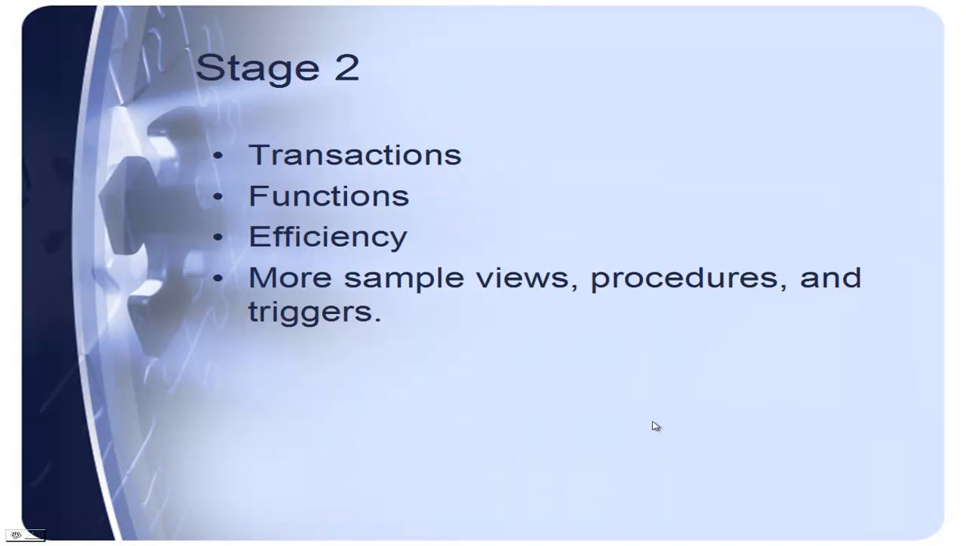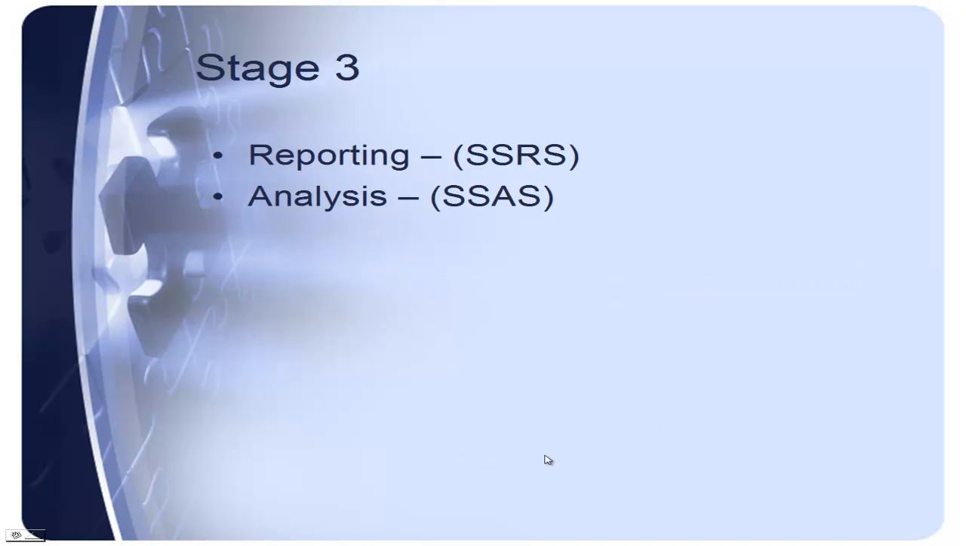Alright, so that's it for now. For stage 2, I'll be adding in transactions for rollbacks, errors, and so on. I'll also add in some functions for item manipulation, and I'll also be skimming down some of the tables to attempt more efficient views. And of course, I'll throw out some sample views, code, etc. And for stage 3, I'm just going to do some reporting and analysis.